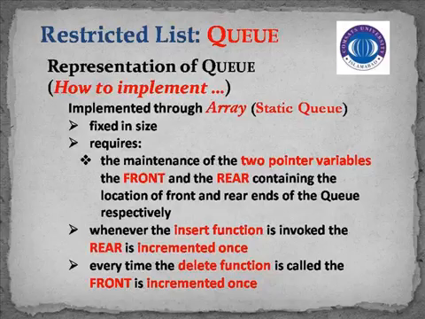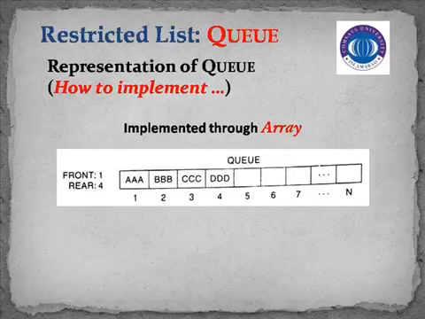Dear viewers, this slide depicts the static queue represented by an array. As you can see in this slide, the front indicates the first location, whereas the rear indicates the fourth location of the queue represented as an array.